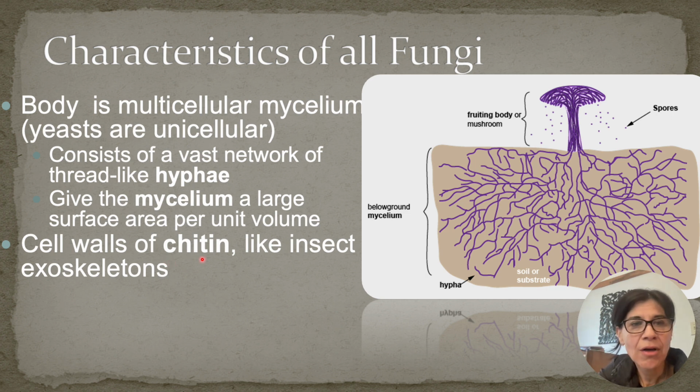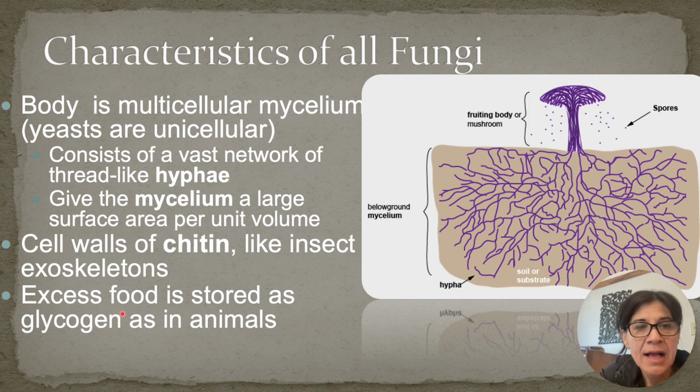Animals don't have cell walls, but in their exoskeleton they have the material that the cell wall of the fungi have. So these hyphae sometimes can have cell walls separating the cells, and that is made out of chitin, which is the same material that insects have. Another piece of evidence that shows animals and fungi are closely related.